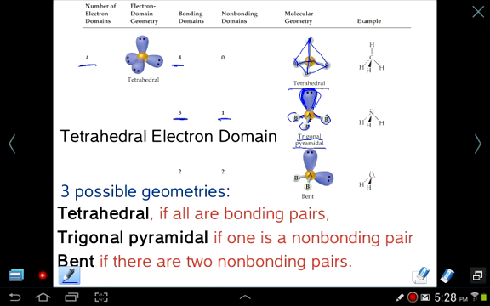A famous example of this is ammonia. This is NH3 that we spoke of before. This extra pair up here pushes the rest of the atoms down, creating this trigonal pyramidal shape.